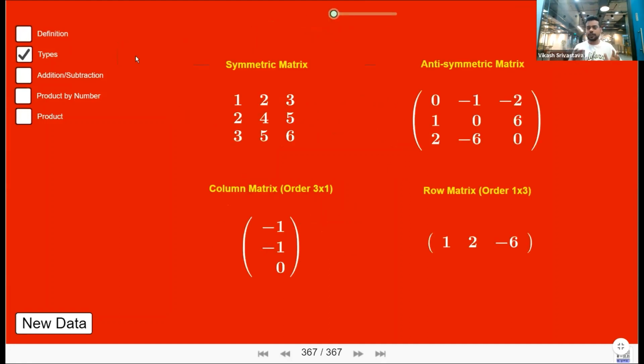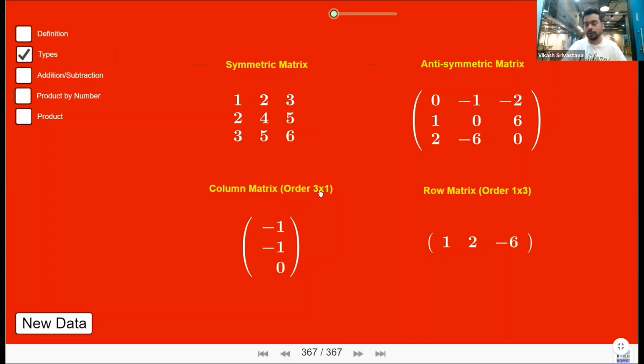Okay, so there are different types of matrices. The first matrix is, let's say, the column matrix. A column matrix is of order 3 by 1, right? In this example, of course, this is 3 by 1, but the important thing is that in a column matrix you'll only have one column, but you can have as many rows as you want, right?